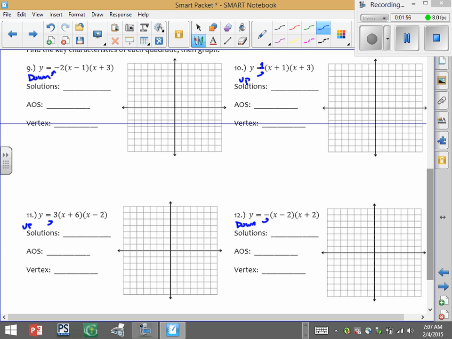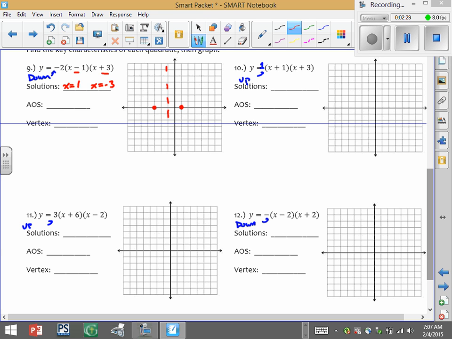So for the solutions, you're going to look at the values sitting inside the parentheses, and you're just going to do the opposite. So you have negative 1, which means one of the solutions is x equals 1. And this is positive 3, which means the other solution is x equals negative 3. So you put a point on 1 and a point on negative 3. Now, the axis of symmetry is going to go right through the middle of those 2 points.